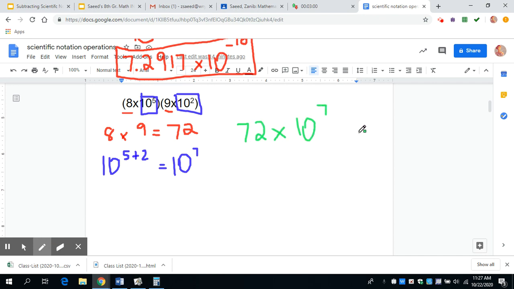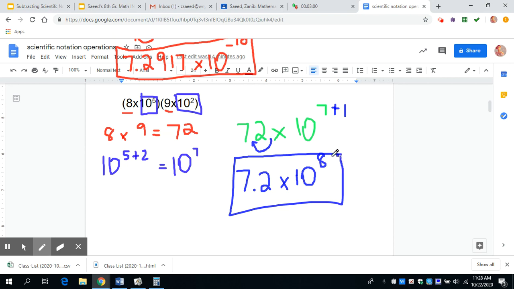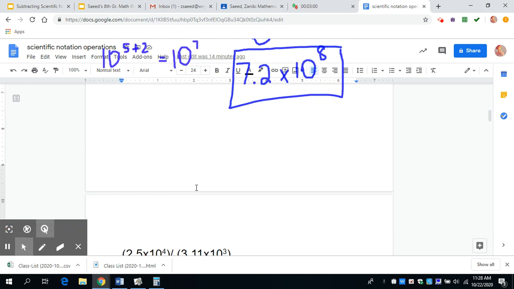Is this in scientific notation? No, it is not, because 72 is not in between 1 and 9, which means my decimal's right here. I have to move it over once to the left, which gives me 7.2 times 10 to the... again, we are adding 1 to our exponent because I moved it over 1. So 7 plus 1 gives me an 8. This is your answer. Okay? Moving on again.